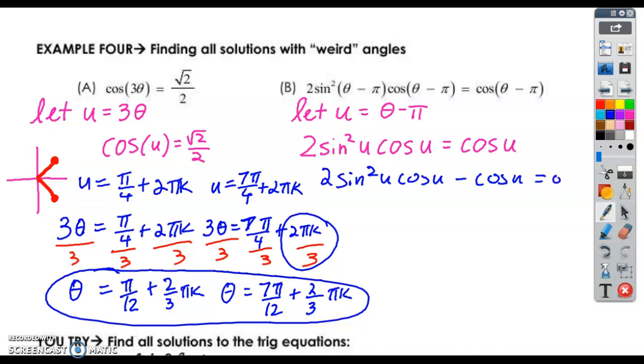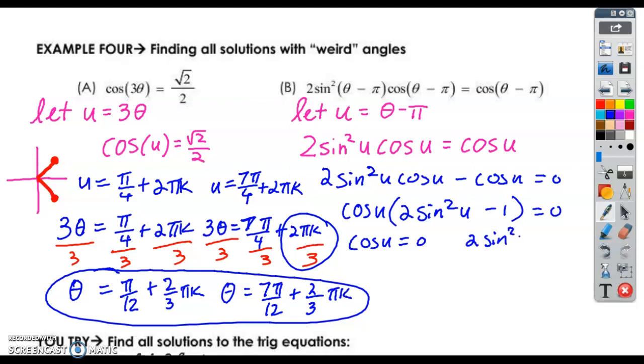Okay, so now, oh shoot, I'm running out of time. All right, I think I can do it. I'm going to factor out a cosine. So cosine of u in parentheses 2 sine squared of u minus 1. All I did was factor out a cosine, and now I'm going to set each of these factors equal to 0. So I'm getting cosine equals 0. Where is that? That's at u equals pi over 2 plus pi k, right?